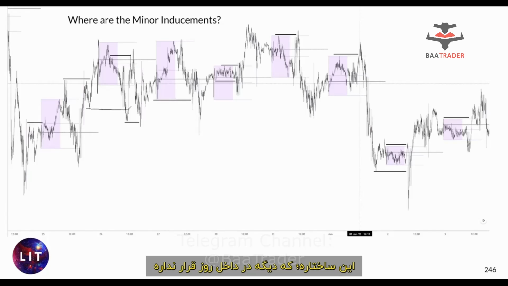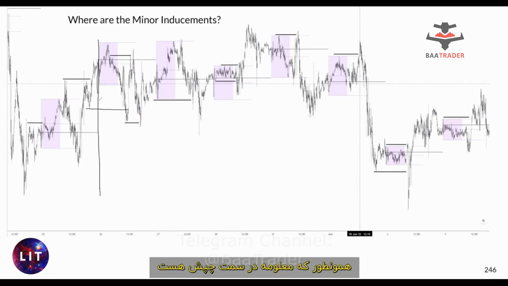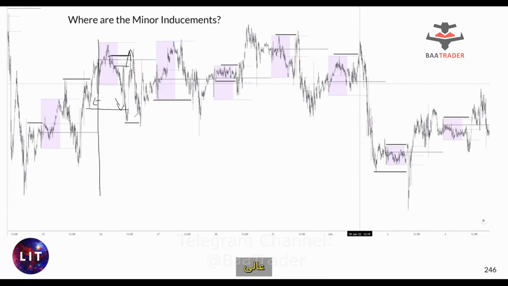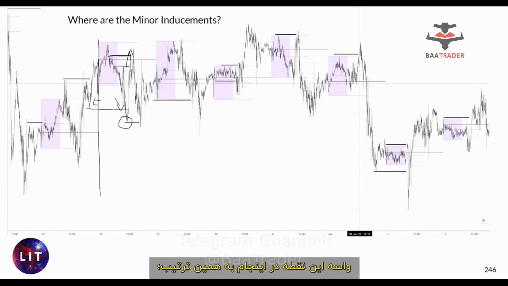This is the structure which is not inside of the day anymore, right? It's always to the left, so this becomes not minor. But what is the minor structure? Of course, this, right? Induced to the high side, and also this induced to the high side. Perfect.